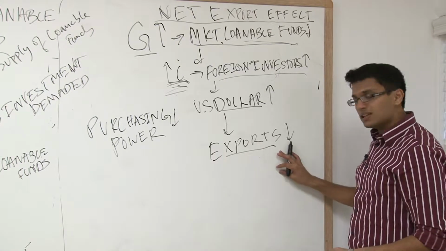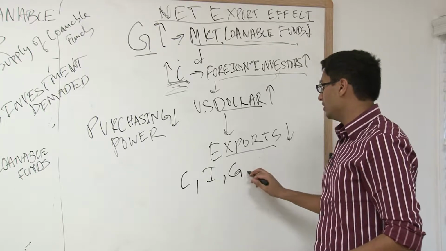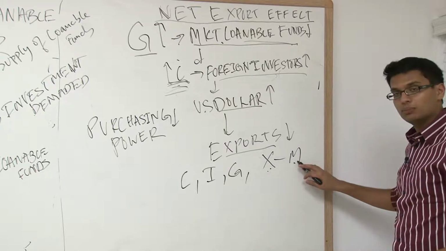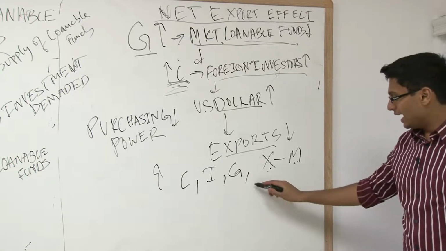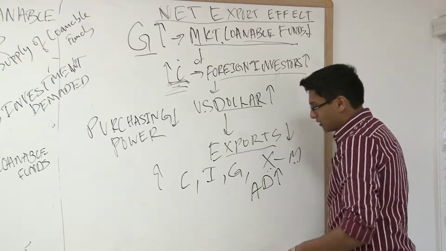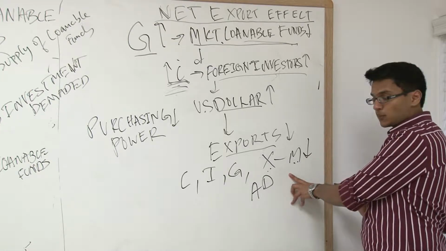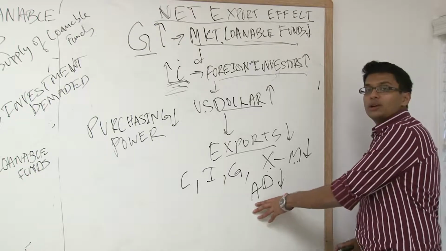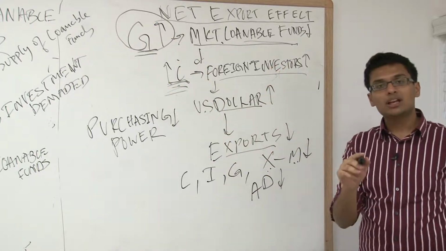Okay? And because of this, if exports go down, guys, remember, if C or I or G or X minus M, X for exports, excuse me, M for imports, if any of these go up, holding AS, aggregate supply, constant, AD goes up. But if any of these go down, which in this case, exports are going down, net exports are going down, AD actually goes down. Okay, so remember the end result. AD is going down.